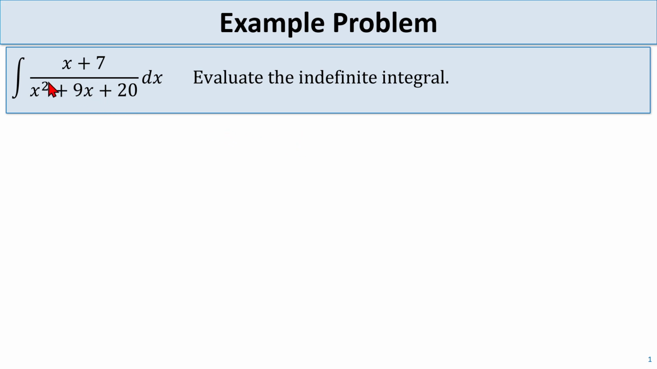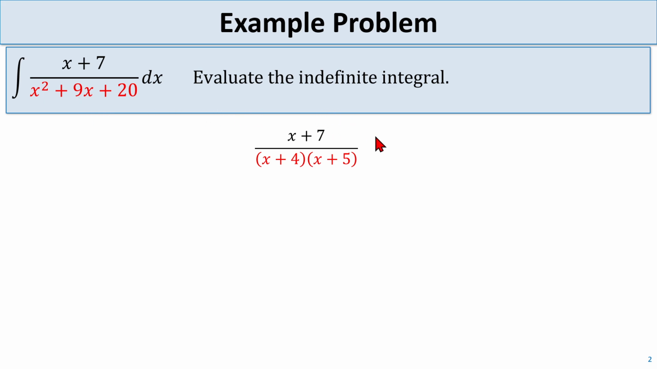So here we have the integral of (x + 7) over (x² + 9x + 20). The first thing I'm going to want to do is figure out how to factor this denominator. In this case, it's pretty easy because I just need to think of two numbers that multiply to 20 and add to 9. Those numbers are 4 and 5. Those multiply to 20 and they add to 9.